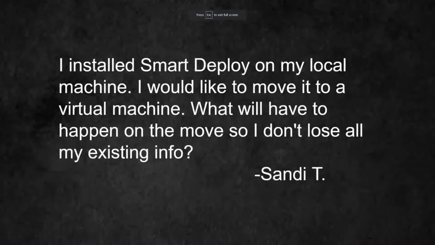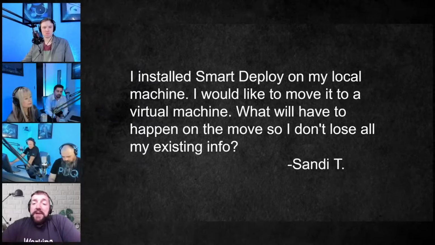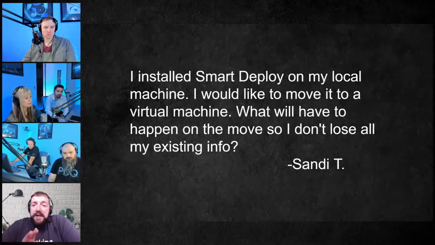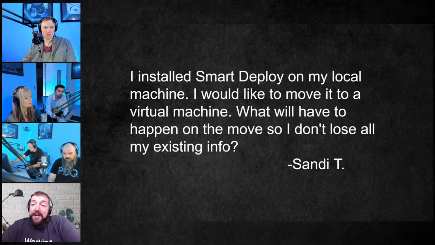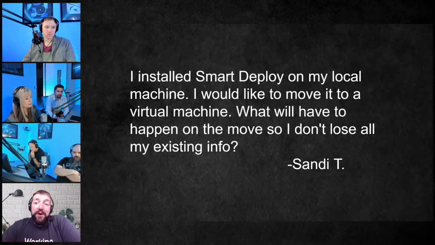And then our final question today, I installed SmartDeploy on my local machine. I would like to move it to a virtual machine. What will have to happen on the move so I don't lose all my existing info? Sandy T. Yeah, so a couple of things. The contents of the SmartDeploy directory, which by default is C drive SmartDeploy. If you have a secondary data drive on that machine, you can configure it to be D drive SmartDeploy, E drive SmartDeploy, whatever it is, as long as it's a local hard drive on that machine.